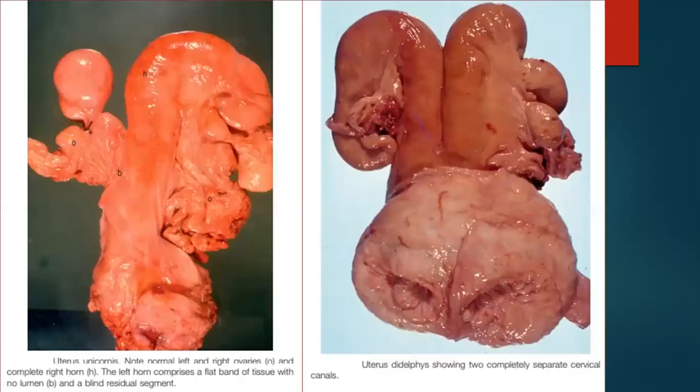In this picture to the left, you can see that one horn is completely missing. The ovaries are normal, and this is the case of uterus unicornis. In the picture to the right, you have two cervical openings opening into two separate uterine tubes, and this is what we call uterus didelphys.